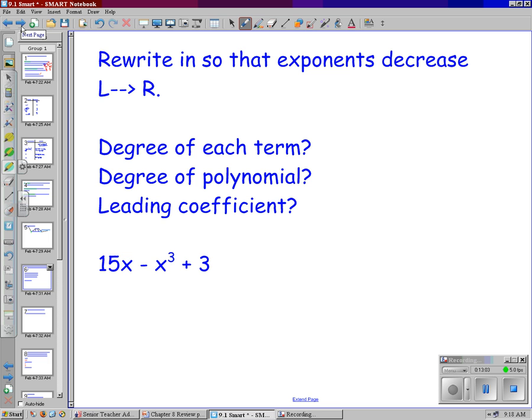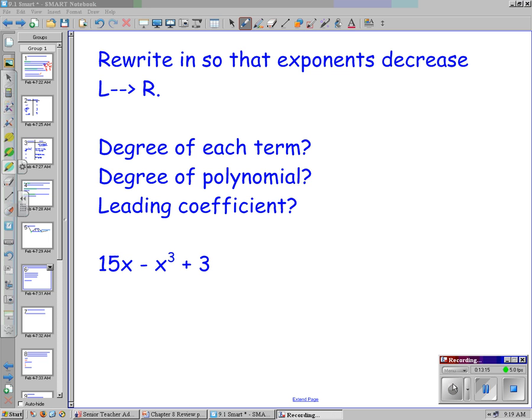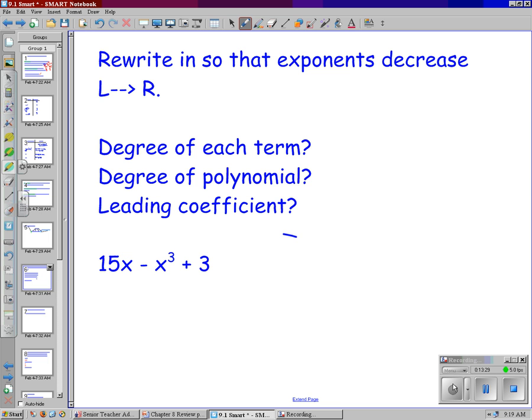We're going to rewrite this expression down here so that the exponents decrease from left to right. Would you take a moment and just rewrite that so it goes from highest degree down to lowest degree? Cassidy, tell me how to write this. Oh, you're not sure. That's all right. Brooke, what do you and your partner come up with? Negative x to the third plus 15x plus 3. I like that. If you had what Brooke just gave me, highest degree down to lowest degree, then you have the right thing there.